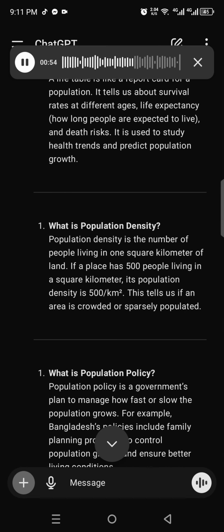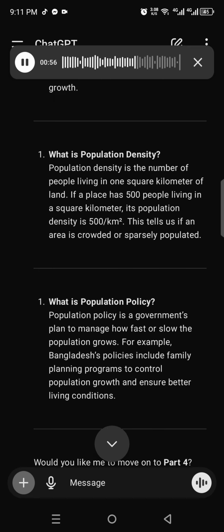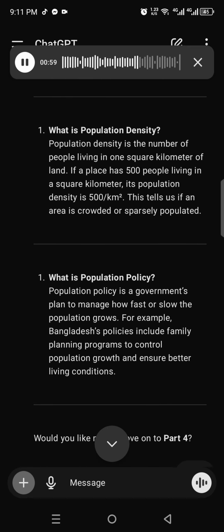4. What is population density? Population density is the number of people living in 1 square kilometer of land.